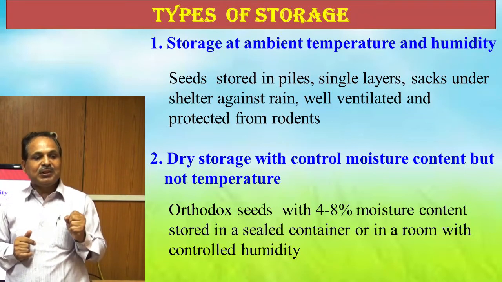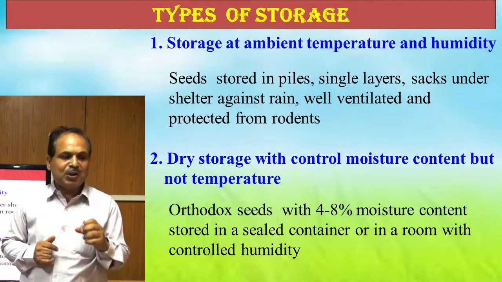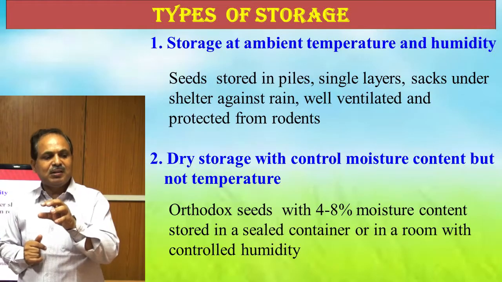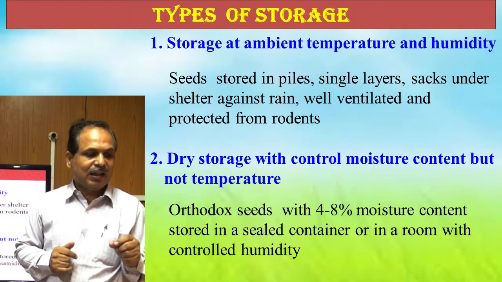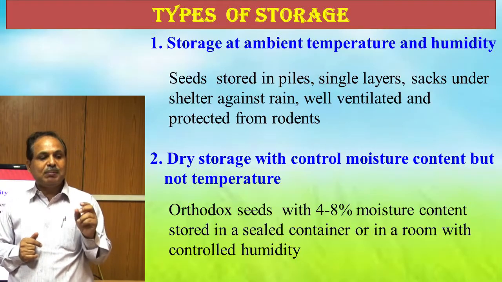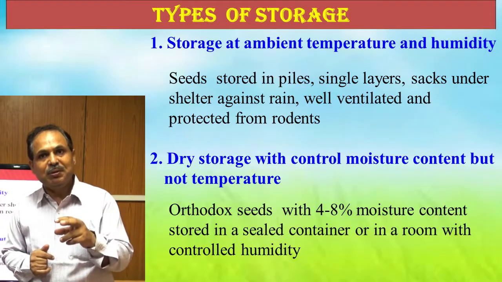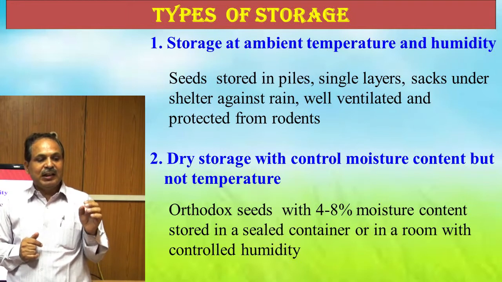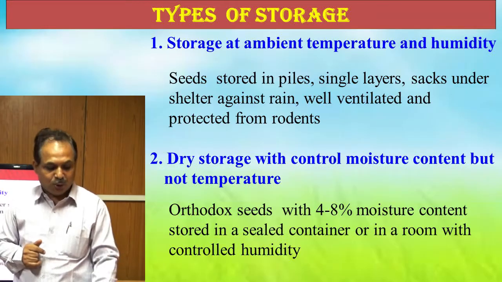Next, dry storage with controlled moisture content but not temperature. In this method, we control the moisture content of the warehouses, but the temperature is not controlled. Generally we know that there are two types of seed on the basis of their storability: orthodox seeds, which have 4 to 8% moisture content, are stored in a sealed container at room temperature with controlled humidity.